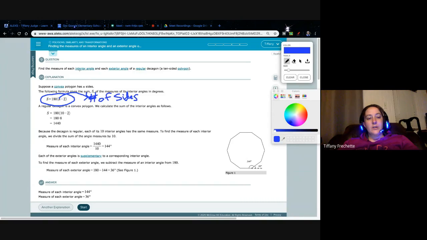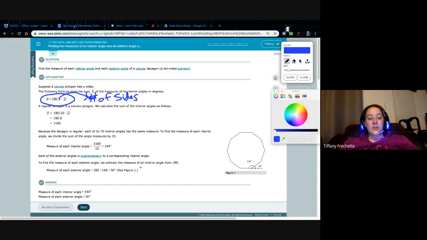Because they want to know each interior angle, we have to go back to that 10 number. This is all of them. And we have to divide by the number of sides again, because that'll tell us how much each and every interior angle is worth. So in this case, every single angle in here is 144 degrees.